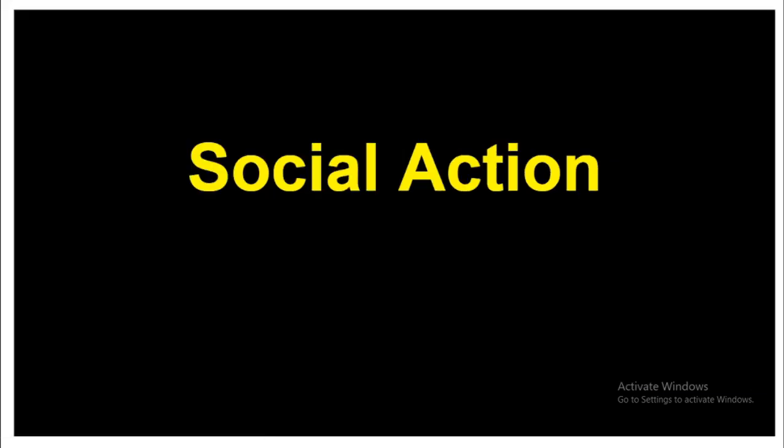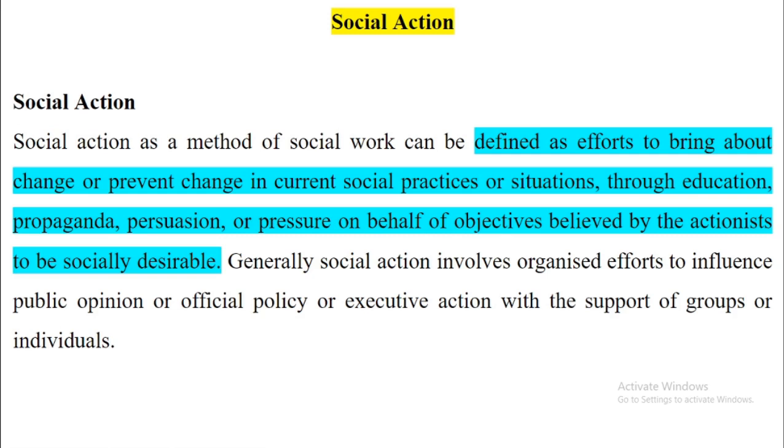So let's start. First we will discuss social action. What is social action? Social action is a method of social work, and remember, it is a secondary method, or you can say an indirect method of social work, because the primary methods of social work are social casework, social group work, and community organization. These are the primary or direct methods of social work. And social action, social welfare administration, and social work research, these three methods are indirect or secondary methods of social work.